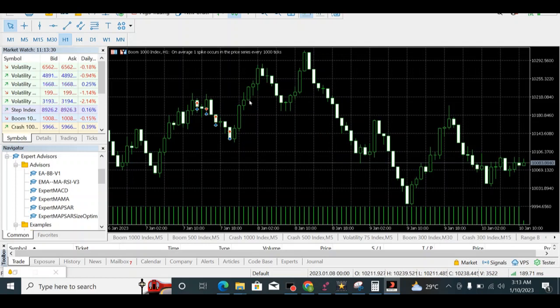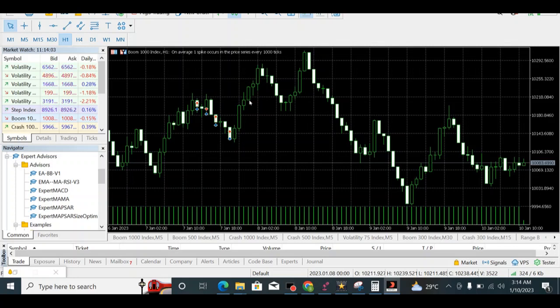This is Boom 1000. This synthetic indices which we'll be trading, there are 6 types of assets under this particular synthetic indices. We've got Boom 1000, Boom 500, Boom 300, Crash 1000, Crash 500, Crash 300. You can trade any of them. They follow the same pattern. All booms follow the same pattern, and all crash follow the same pattern, just that they are more volatile than one another.